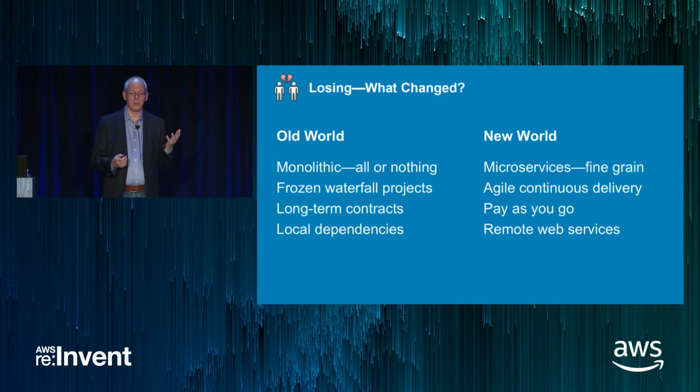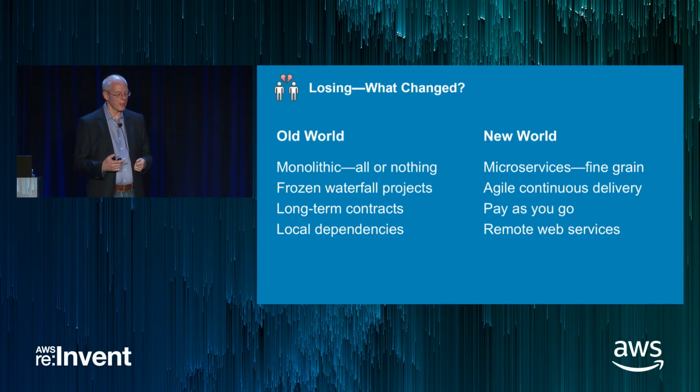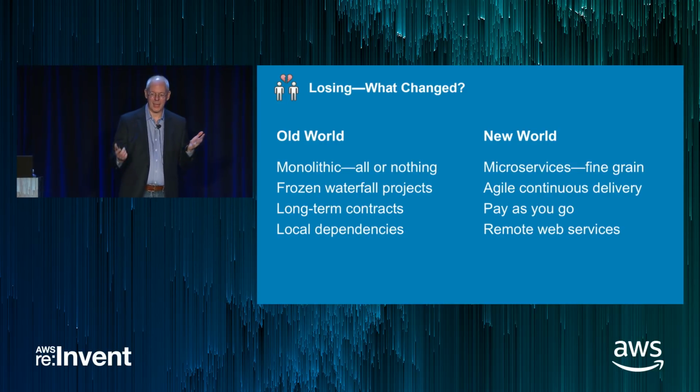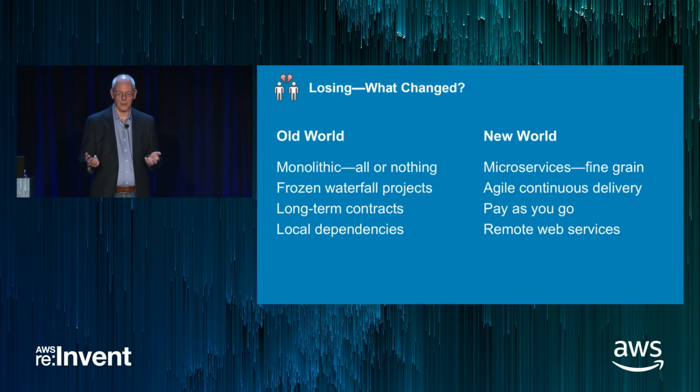Old world, it was monolithic. It was all or nothing. In the new world, it's a microservice. You can do one microservice at a time. You can refactor that to have a different dependency. If you want to move from MySQL to Postgres for some reason, it only touches one corner of your system. It doesn't touch every part of your system. If you're doing agile continuous delivery, it's pay as you go. You don't have to go to court over a contract because you're trying to get out of it. You just stop paying this month, or you stop using it and your bill goes down.